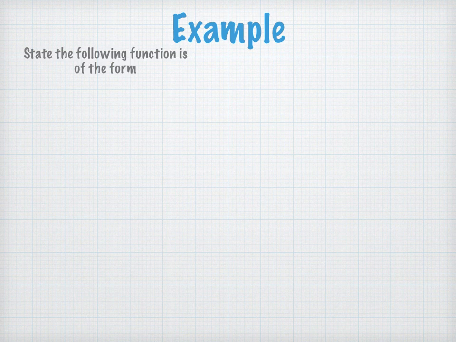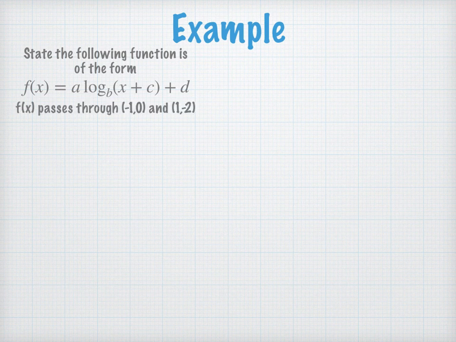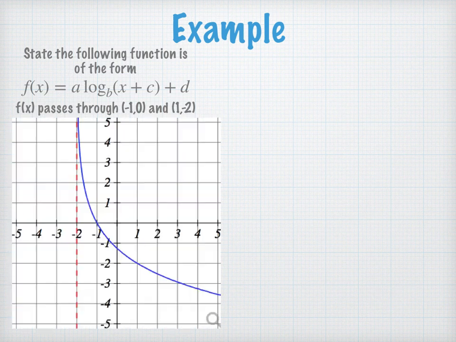So, state the following function of the form f of x equals a times log base b of (x plus c) plus d. Notice that c is on the inside with the x. We're told that f of x passes through (-1, 0) and (1, -2), and we're shown the graph. We're given our two nice points that we're going to use, and your homework should give you these nice points as well.